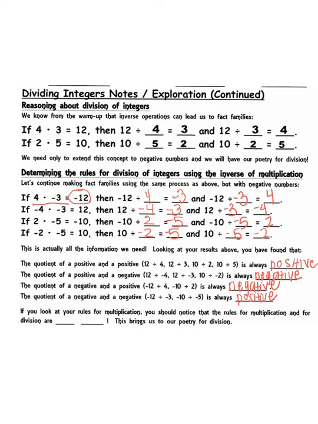So if you look at the rules for multiplication, you should notice that the rules for multiplication and the rules for division are exactly the same, which is awesome. This brings us to our poetry for division. If the problem is division, you need make no new decision because the rules for multiplication are the same as for division. Go ahead and take a quick second and pause the video and complete letters A through F.